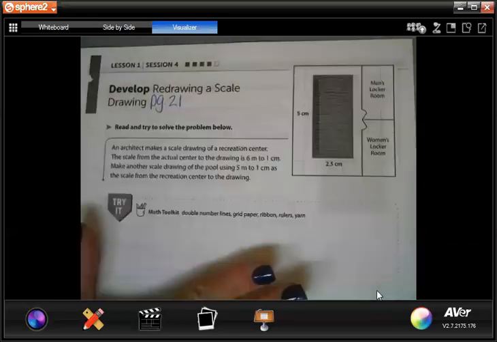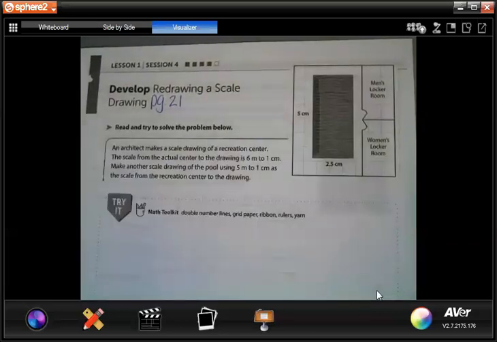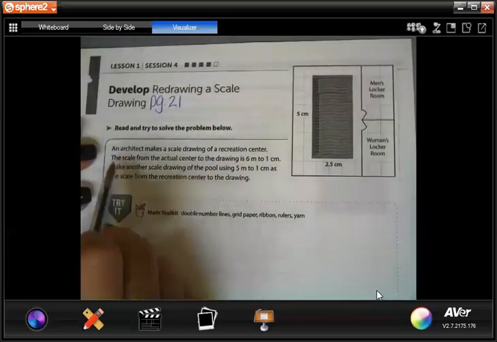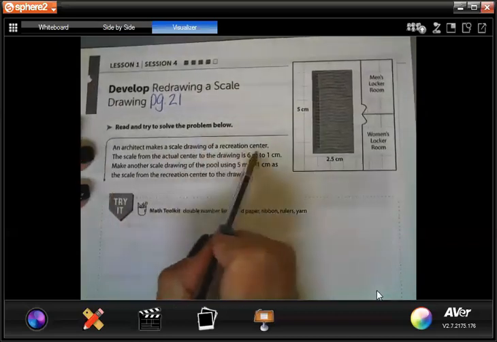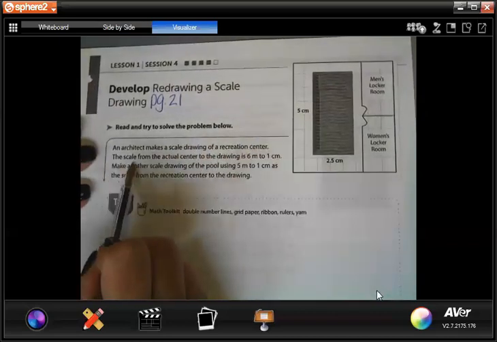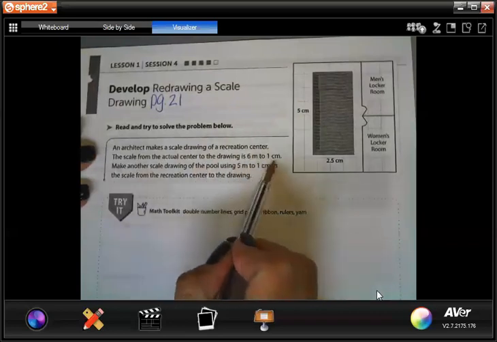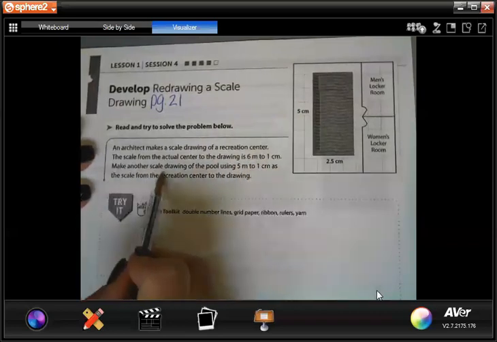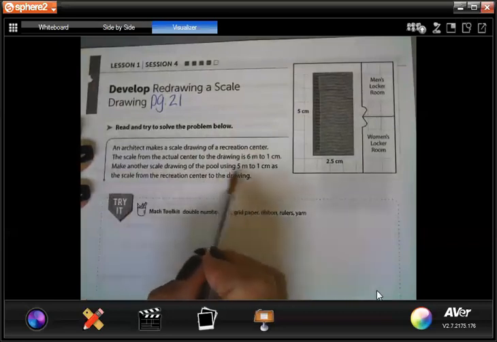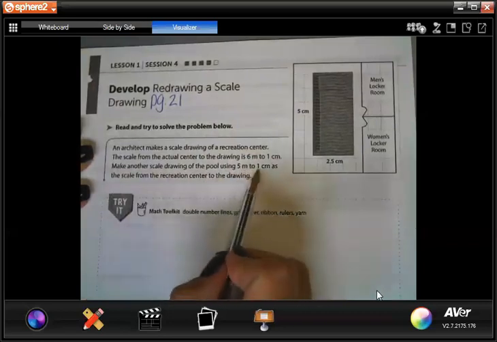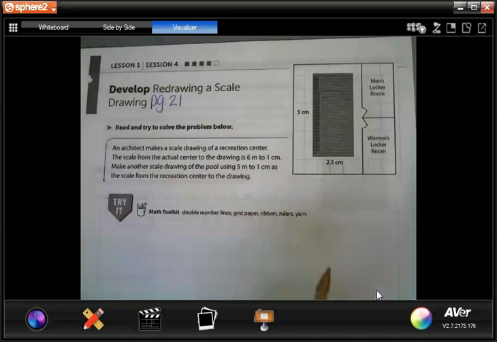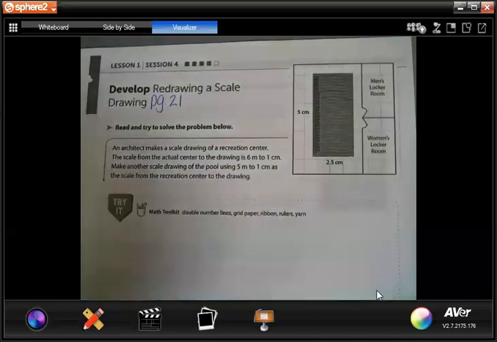So take a look at this problem right here, and this is kind of what we're talking about. I'm going to read the problem. An architect makes a scale drawing of a recreation center. The scale from the actual center to the drawing is 6 meters to 1 centimeter. Make another scale drawing of the pool using 5 meters to 1 centimeter as the scale from the recreation center to the drawing. So I read it through the first time.